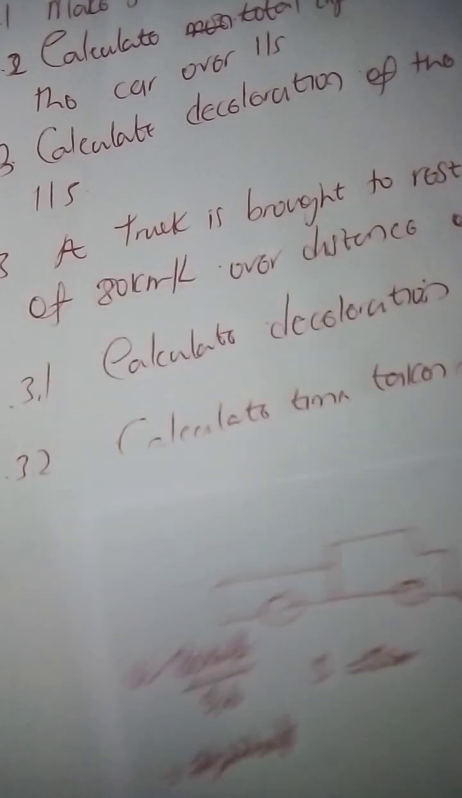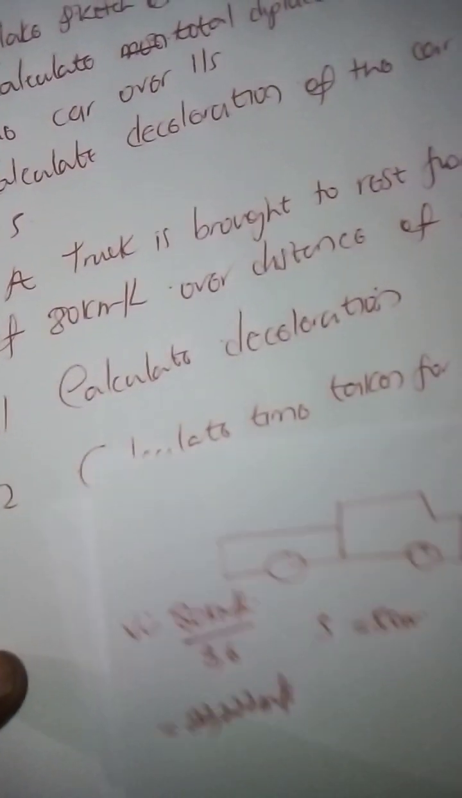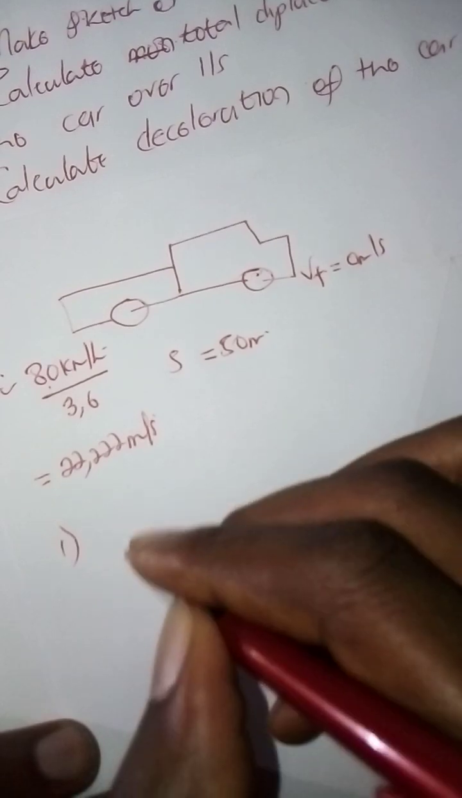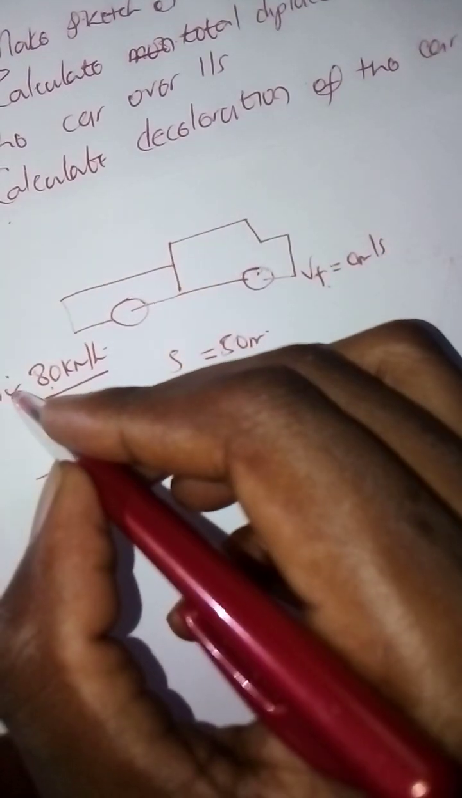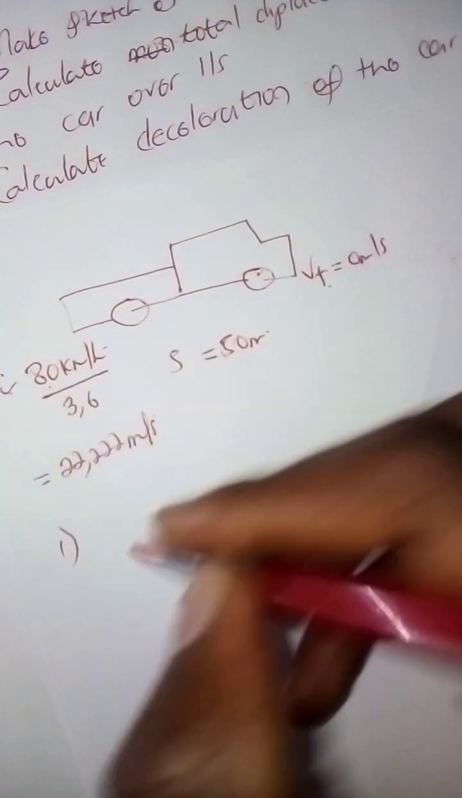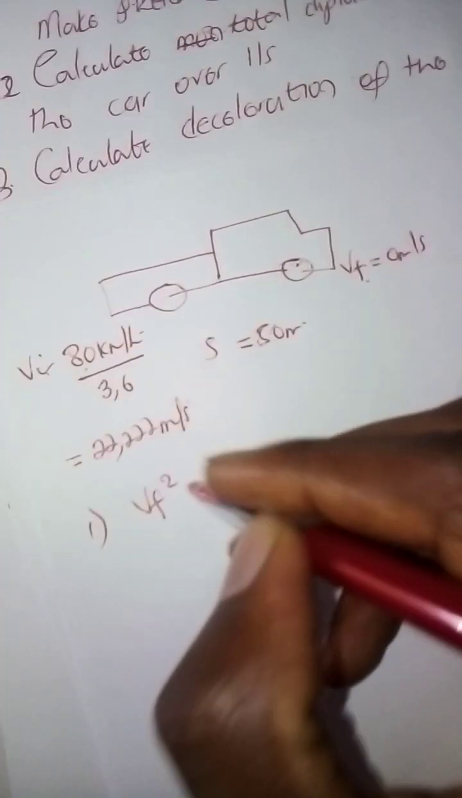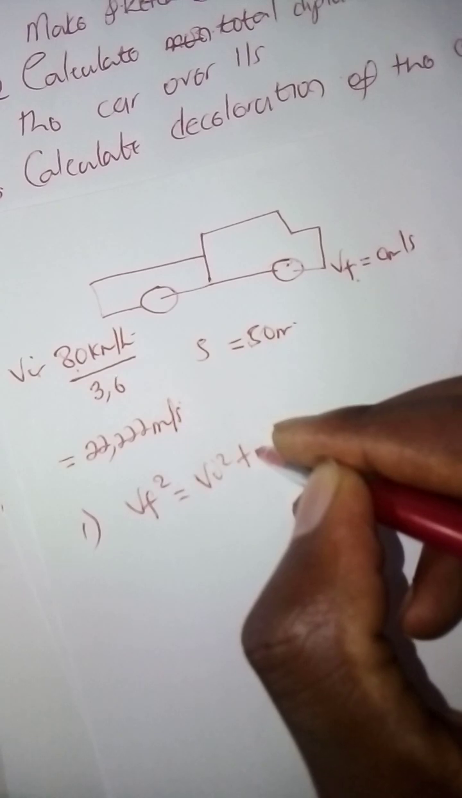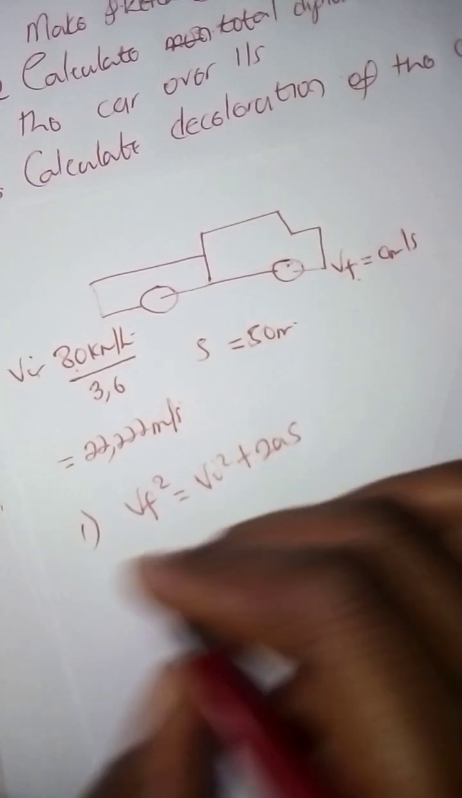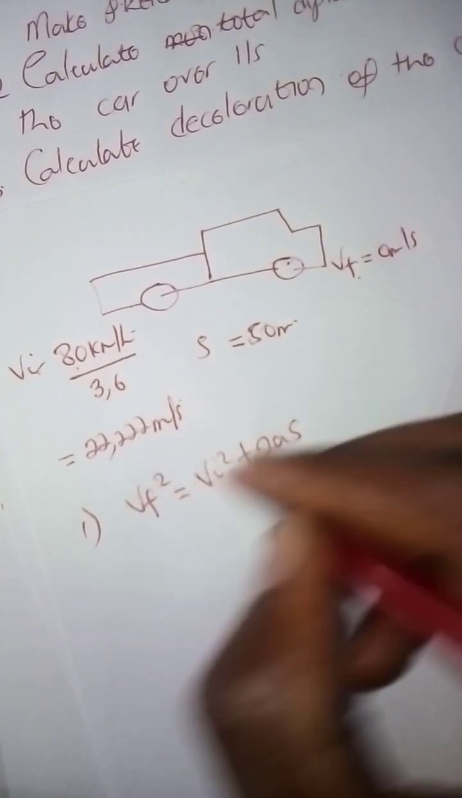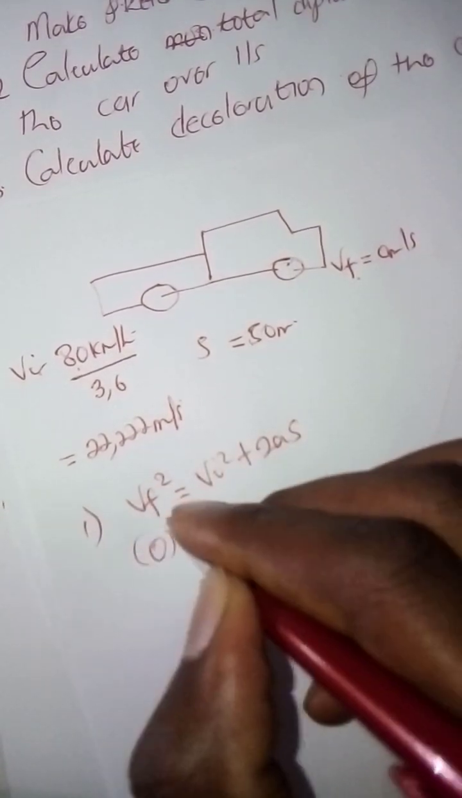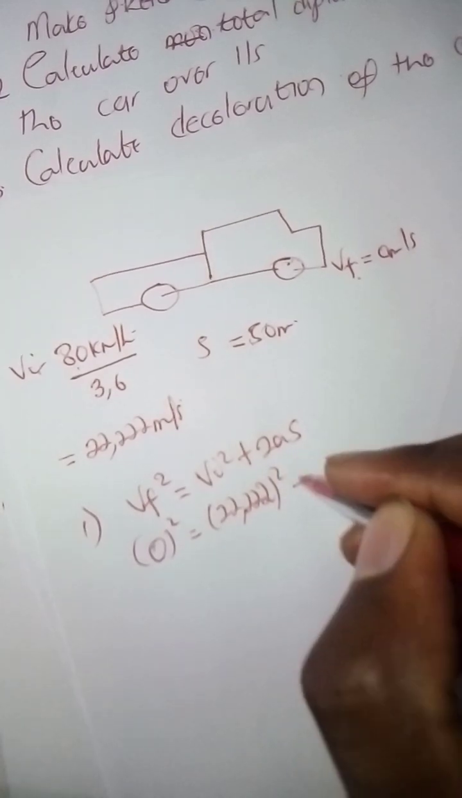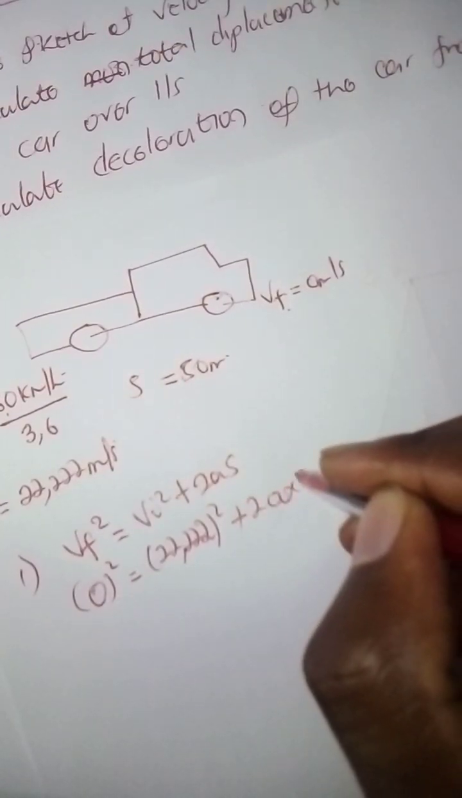So now what's the first question? The first question says to calculate the deceleration. So we need to know what's the deceleration of the truck. Okay, so we have the final velocity, we have the initial velocity, we have the displacement, and we're looking for the deceleration. So we can use this formula, v squared is equal to v initial squared plus 2as. Since we're looking for the acceleration, and we do have everything, we can substitute: 0 squared is equal to 22,222 squared plus 2 times the acceleration times 50.